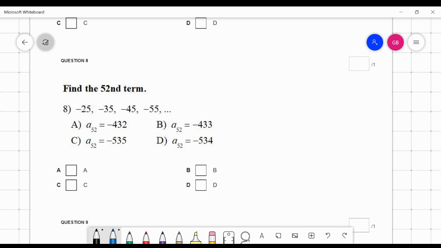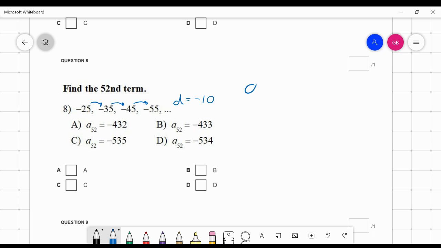Find the 52nd term. All right. First, let's see what the pattern is. From negative 25 to negative 35 to negative 45 to negative 55. The common difference is that you're subtracting 10. So negative 10 is your common difference.